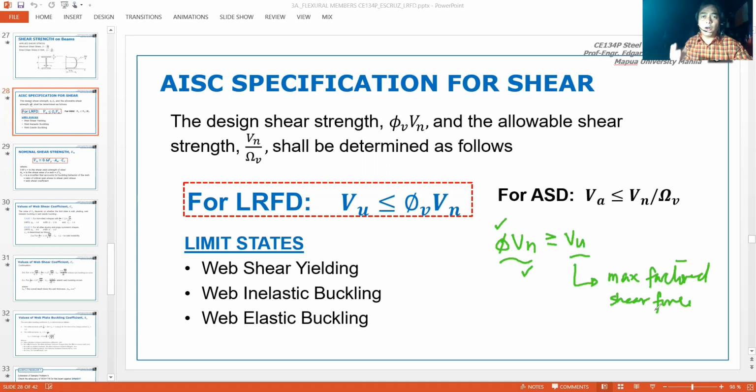So, unlike pagka-concrete, diba, ang Vu sa concrete is at d distance from the face of the support. So, wala tayong ganung d distance. Sa steel, ang Vu is the maximum shear force. And yung Vn, yung nominal shear strength natin, depends on the limit state that it will experience. So these are the following modes of failure. It could be web shear yielding, web inelastic buckling, or web elastic buckling. As you will notice, all of them are possible failures on the part of the web.